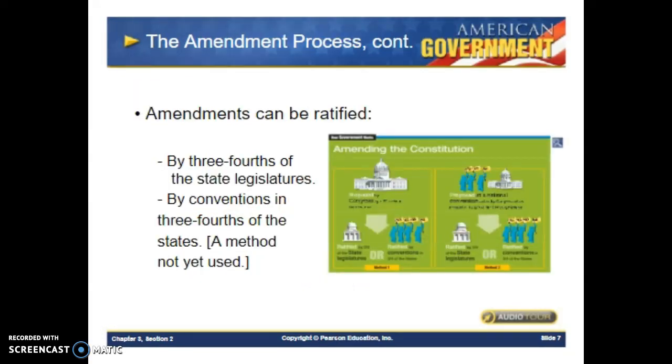Then the second part of this process is that amendments can be ratified. They can be ratified by 3/4 of the state legislatures, or by conventions in 3/4 of the states. And this is a method that has not yet been used. Understand that ratify just means to sign or give formal consent and make it official.